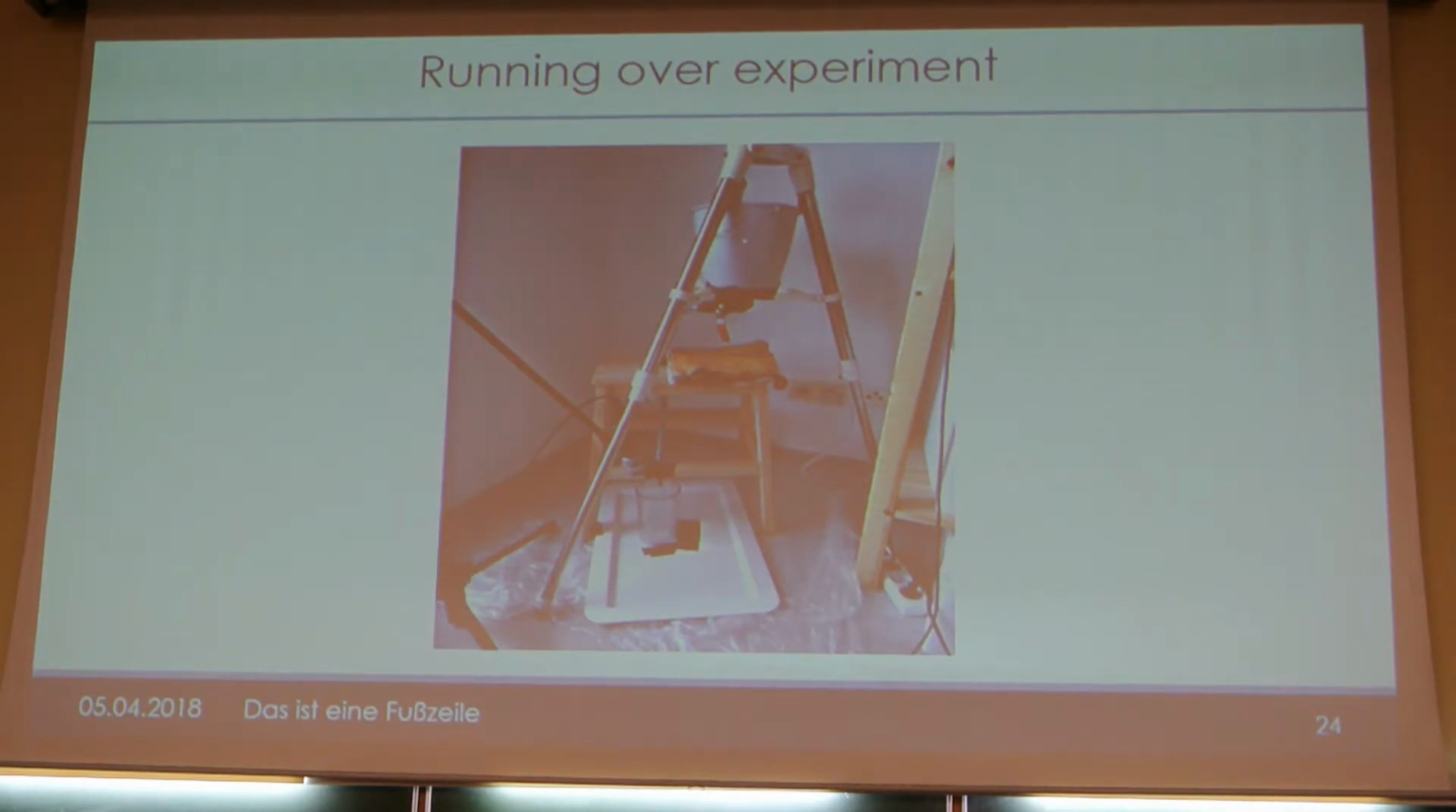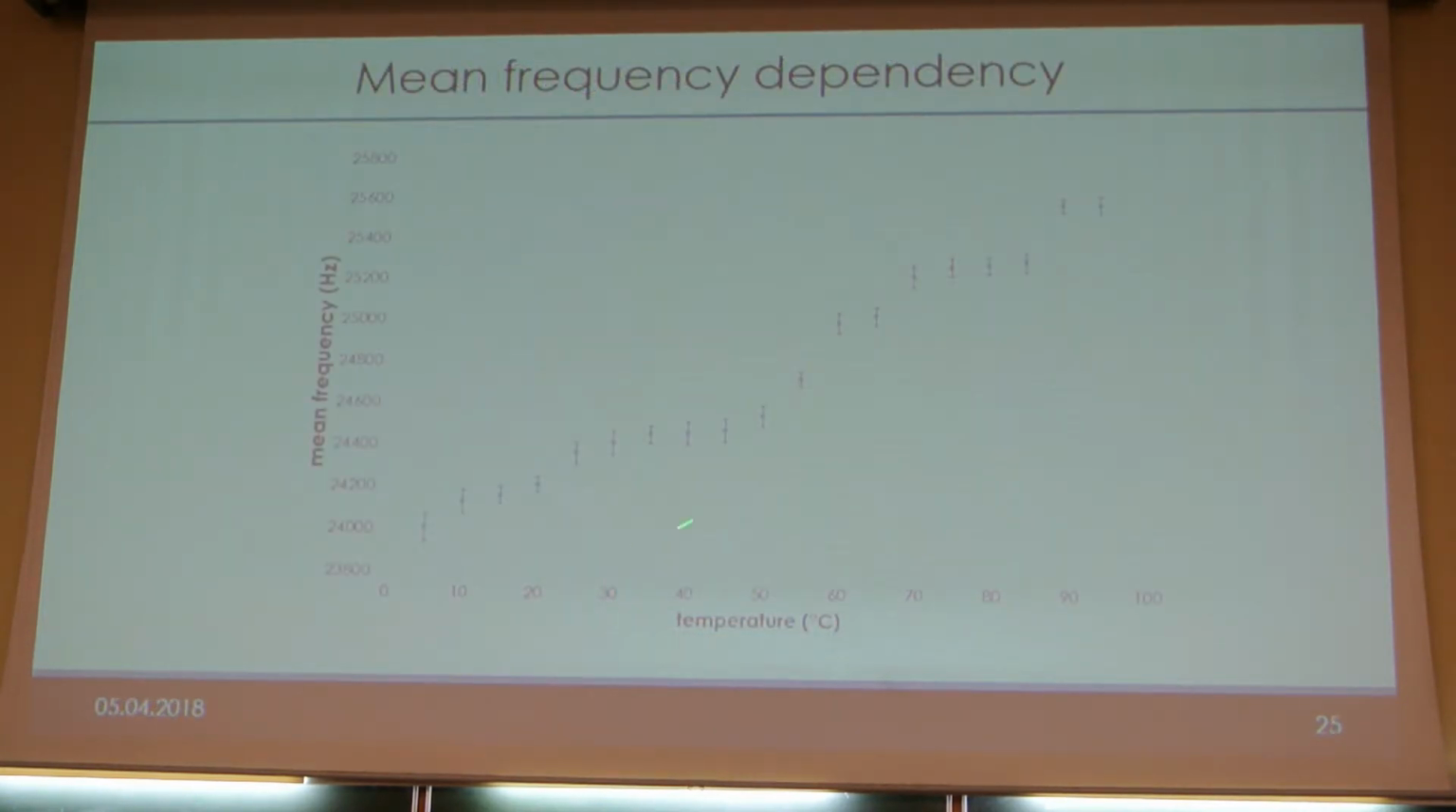So we start our experiment with an already full cup, and then we just make a running-over experiment so that we get rid of this filling height. When we do this and examine our recordings again, we can find out that we really also have a change in our mean frequency.